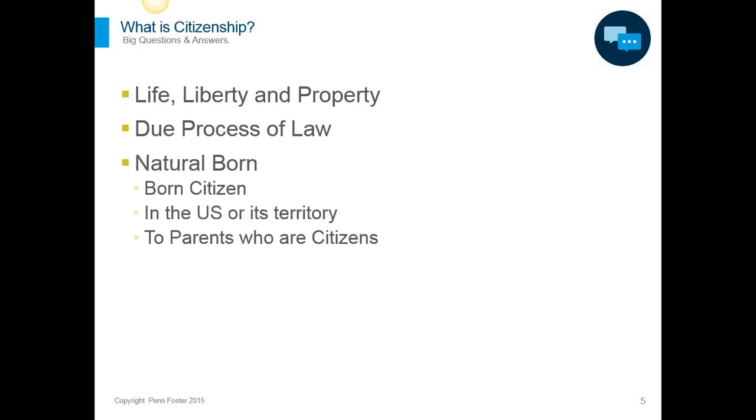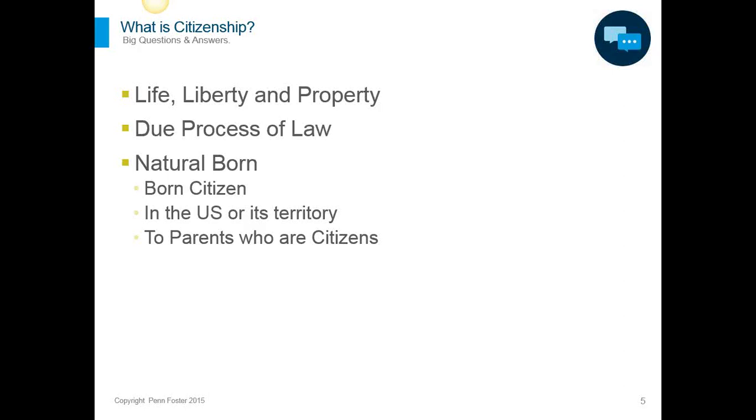Someone who is born automatically within the United States or its territories. These also include military bases. So folks like John McCain, who was born on a naval base, is considered a U.S. citizen primarily because, as part of the territory, it's basically U.S. soil.